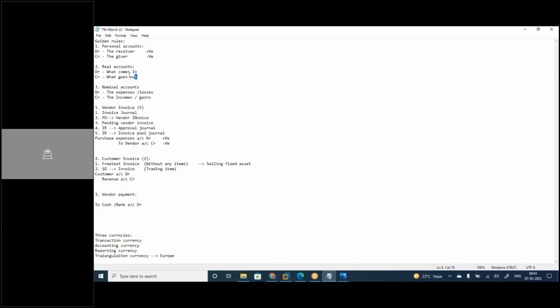So you need to apply this rule, real accounts. Debit means what comes in, credit means what goes out. So it is going out, so it is credit. If you are doing vendor payment, my cash balance will be decreased. So credit means what goes out. And earlier here we posted the vendor account credit. Now you need to post the vendor account debit.